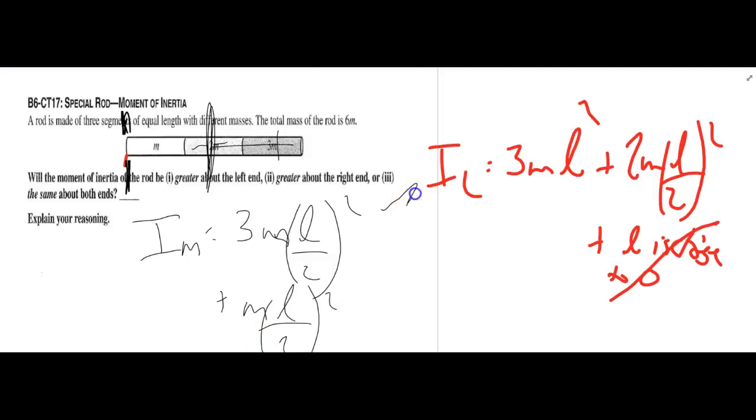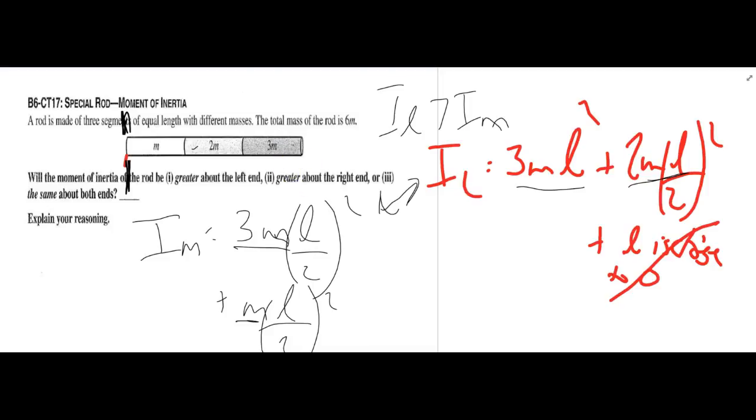So quickly I see, comparing these two, that I of the left is greater than I of the middle. Okay? Because this one has the 3m, but it's at the whole length. This is 3m, but it's only at half the length. After that, I have the 2m at half the length. This is only m at half the length. So the first one about the left is greater.